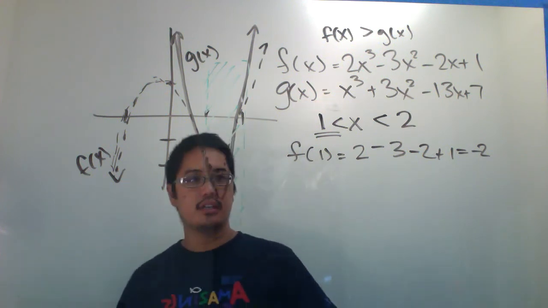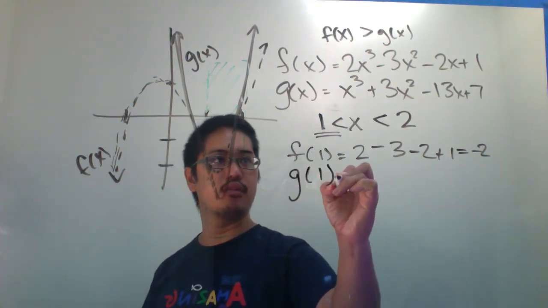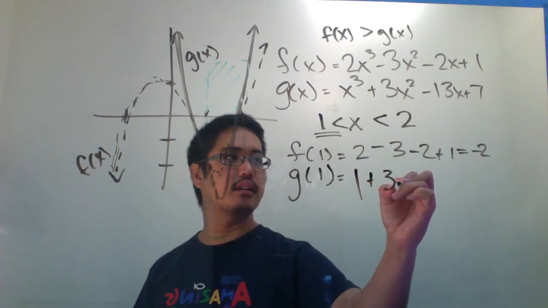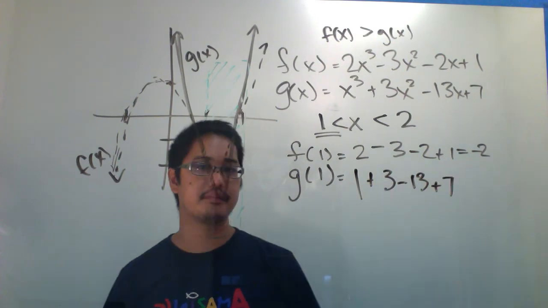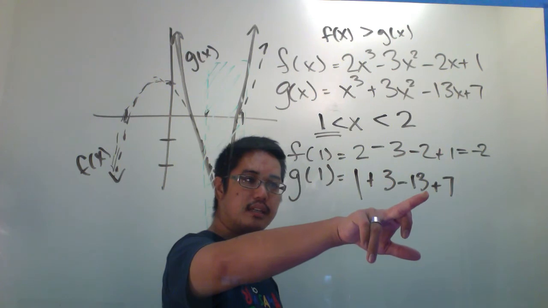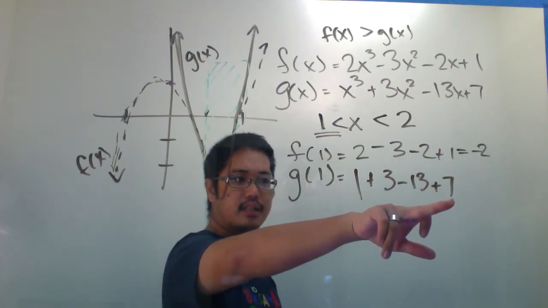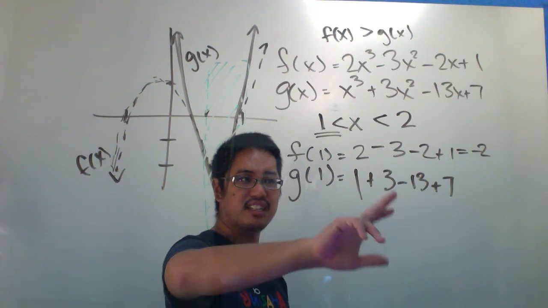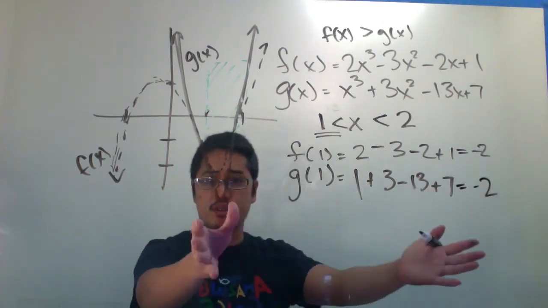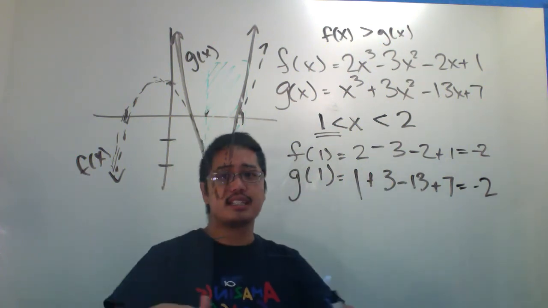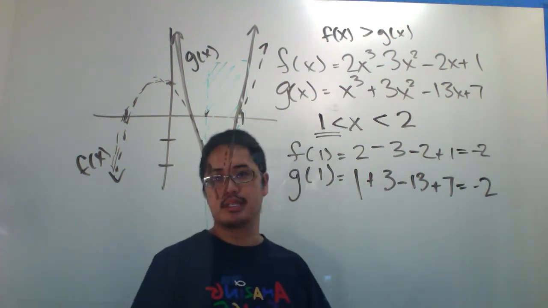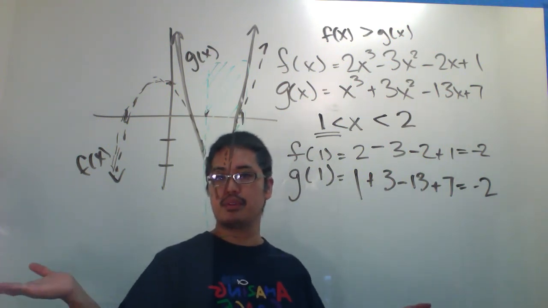Okay, good. G of 1, that's pretty straightforward as well. 1 cubed is just 1, plus 3 times 1, minus 13, plus 7. All right, let's see. 3 minus 13, that's negative 10, plus 7, that's negative 3, plus 1, that's negative 2. That was just addition and subtraction. That was nothing fancy. All I did was 1 plus 3 minus 13 plus 7. You guys happy with that?